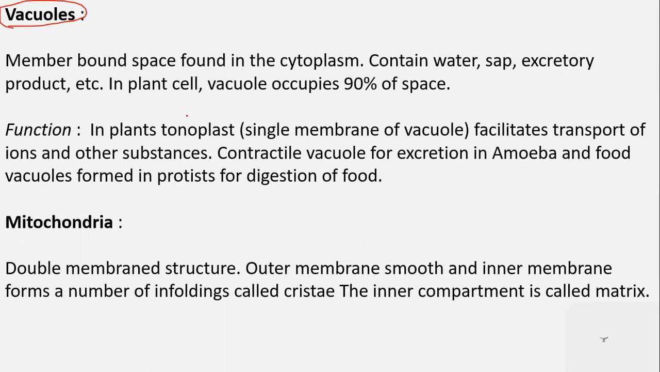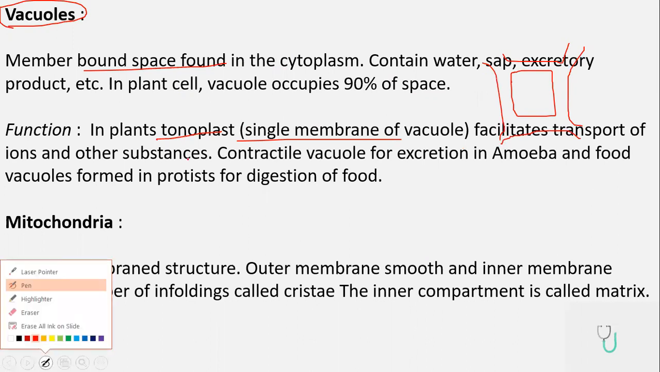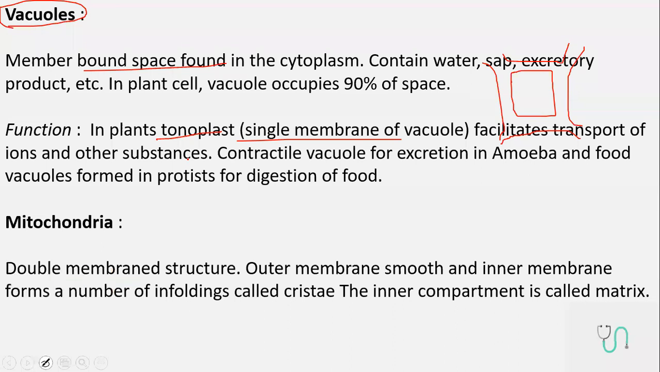Next is the vacuole. You have to understand, the tonoplast is the single membrane of the vacuole. They are membrane-bound spaces found in the cytoplasm. For example, consider this to be a plant cell, guys. Inside the plant cell, what will you actually find? A large space is occupied by the vacuole, whereas the nucleus occupies a small space. The nucleus is pushed to a side. I hope you can understand.